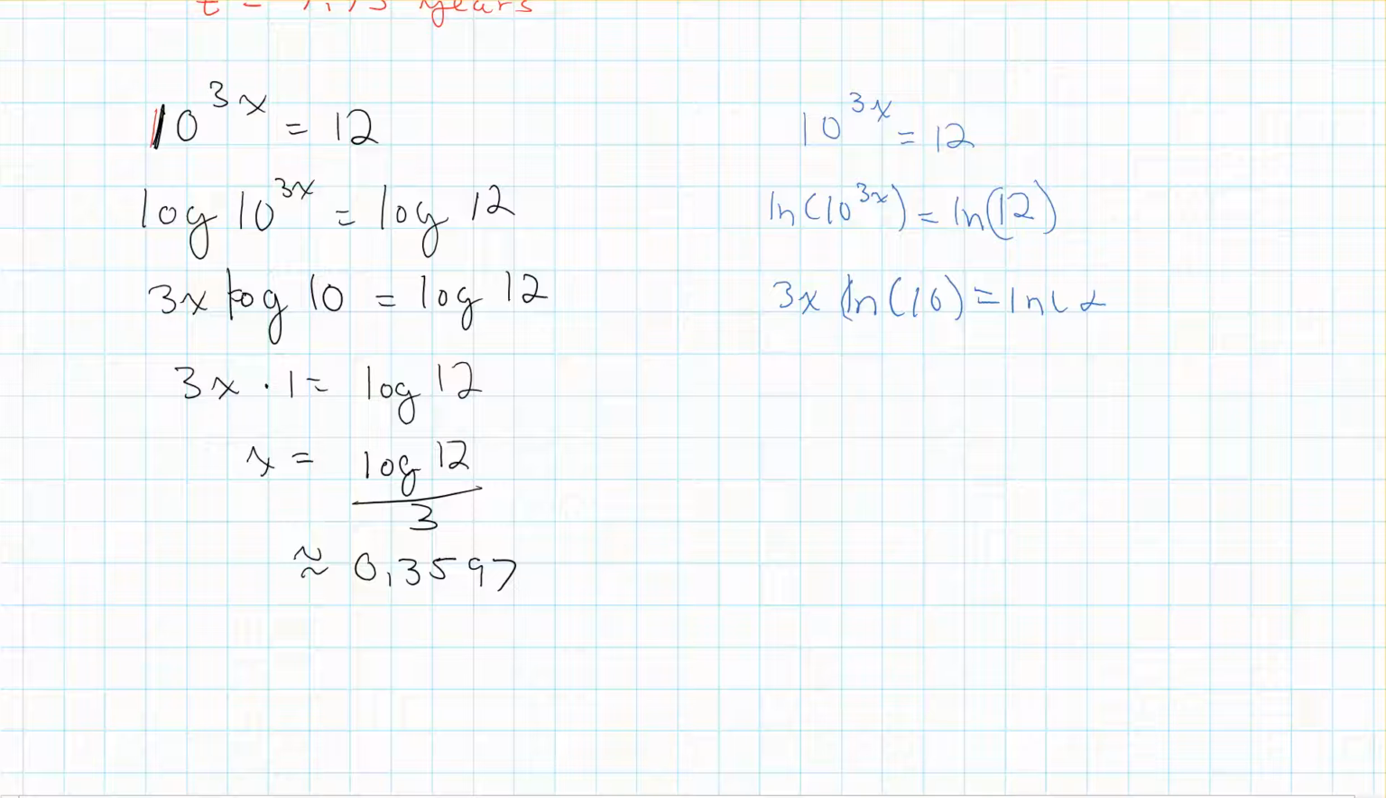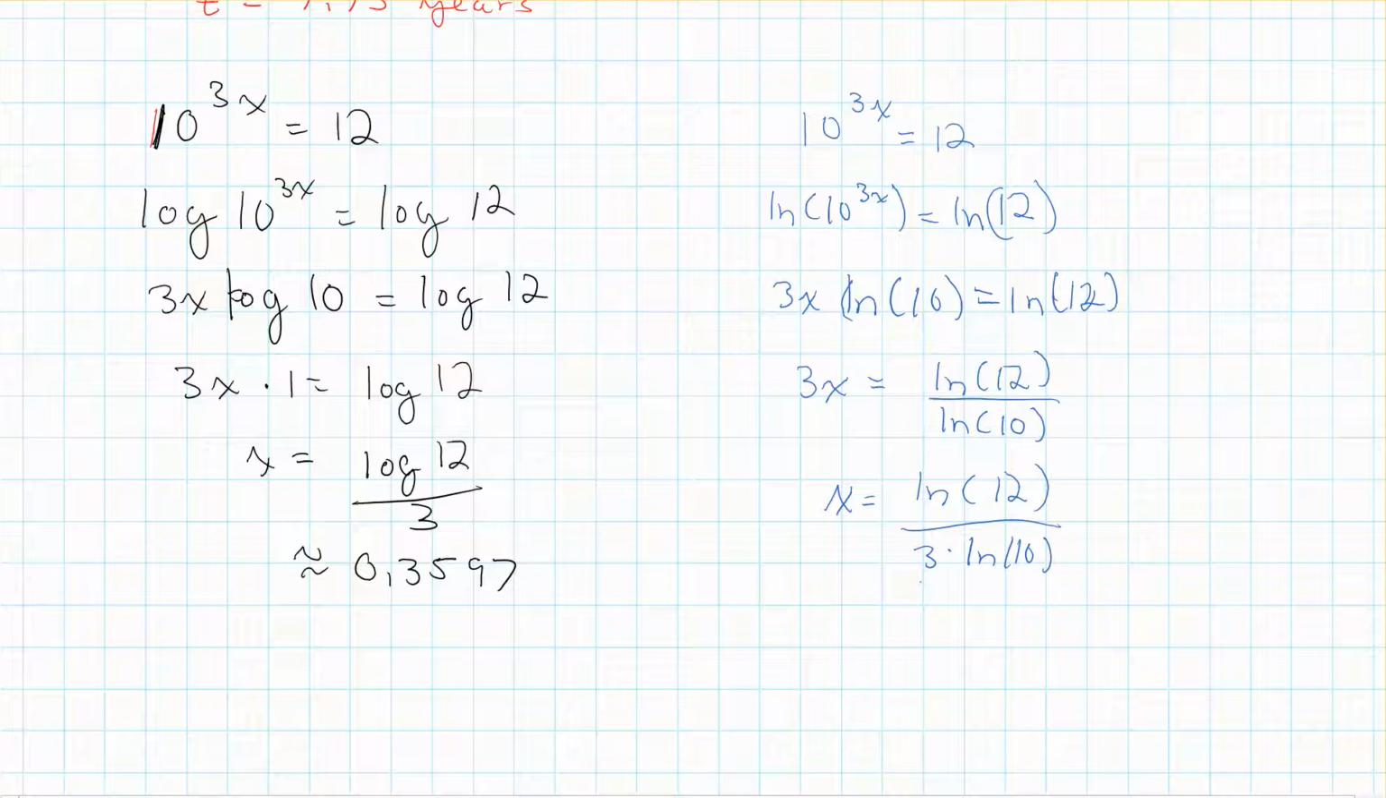Oh, what's going on here? There we go. But this time, natural log of 10 isn't 1, so you get 3x is equal to the natural log of 12 over the natural log of 10. And then you get x is equal to the natural log of 12 divided by 3 times the natural log of 10. If you do this on your calculator, you'll get the exact same answer.